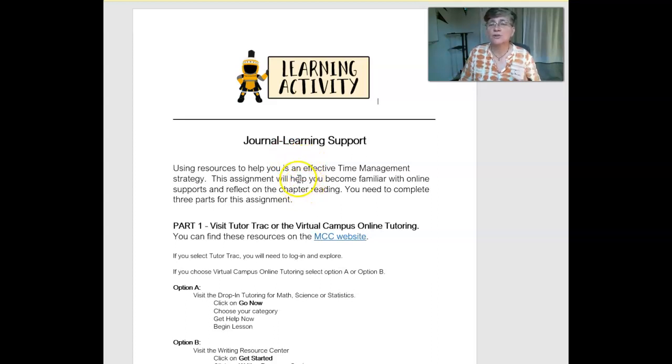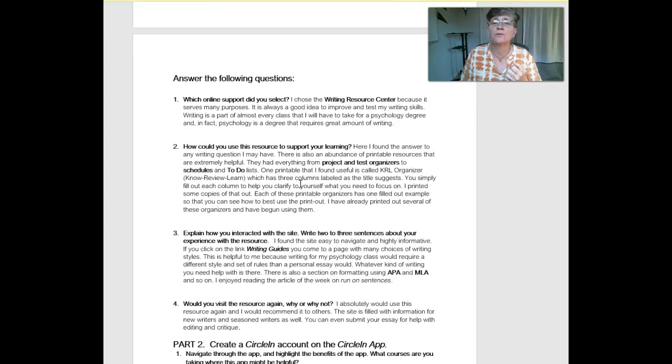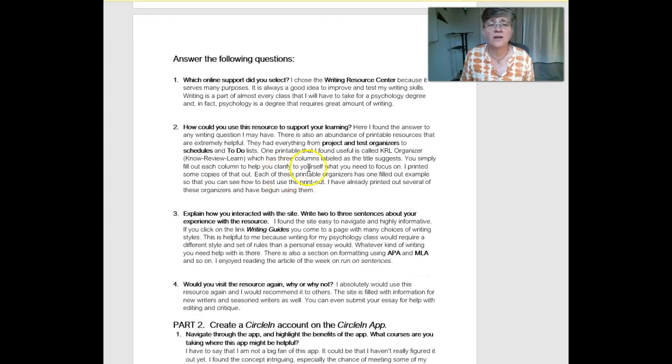This was a journal on learning supports that was just submitted last week. I wanted to go through it so that you could learn some things for future journal assignments. This student chose the Writing Resource Center because it served many purposes and talked specifically about why she wanted to do this: to improve her writing skills, because her degree in psychology requires a great amount of writing. So, not a need for a lot of detail here, but at least an explanation. What attracted you about this particular area? How could you use this resource to support your learning?